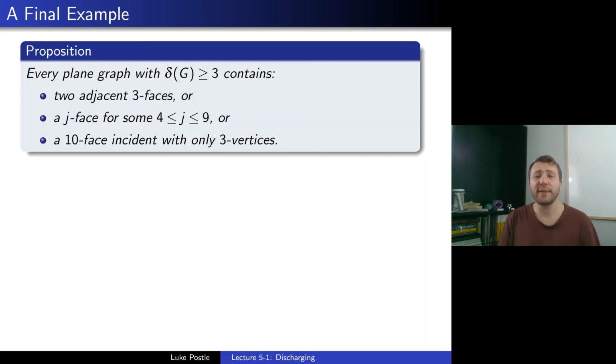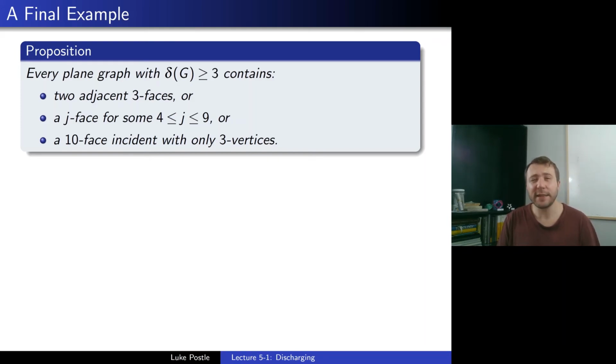You get 2 adjacent 3 faces, or a j face for some j between 4 and 9, or a 10 face that's incident with only 3 vertices. So this is kind of very nice. Either you get kind of 2 adjacent triangles, or you get some small face between 4 and 9, or a 10 face incident with only 3 vertices. In particular, there's something between kind of 4 and 10, or 2 adjacent 3 faces.